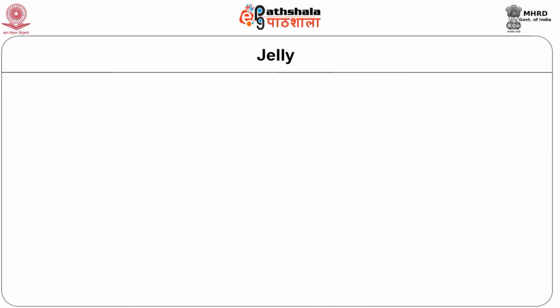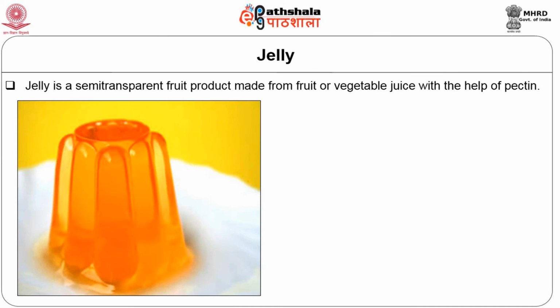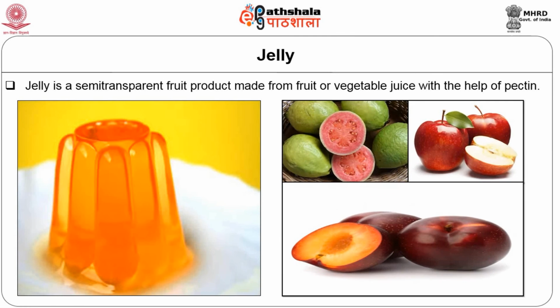Now, let us learn the process of making jelly. We all know that jelly is a semi-transparent fruit product made from either fruit or vegetable juice with the help of pectin. Guava, apple, plum are the fruits generally used in the preparation of jelly.